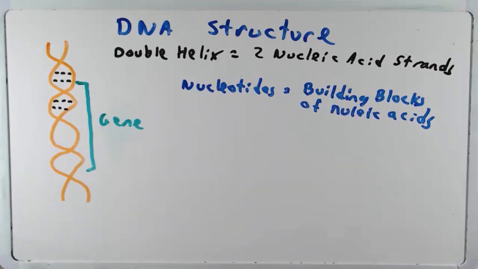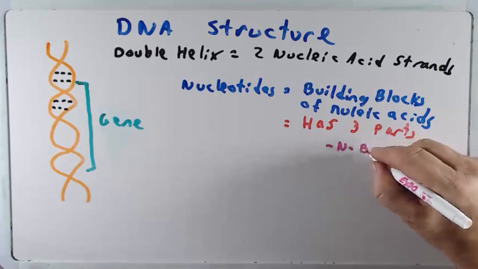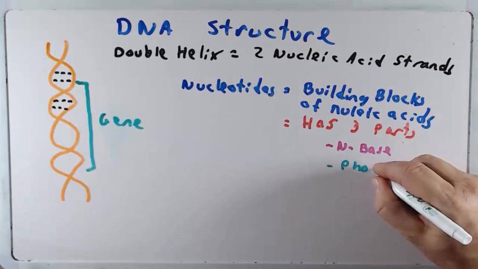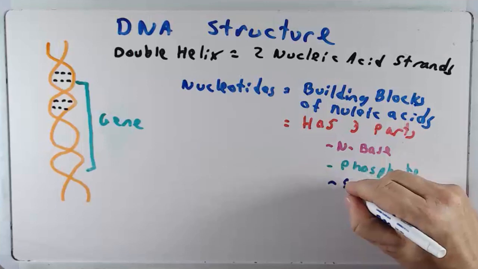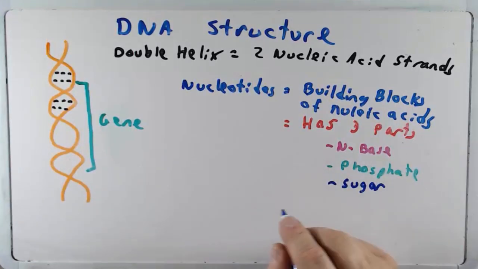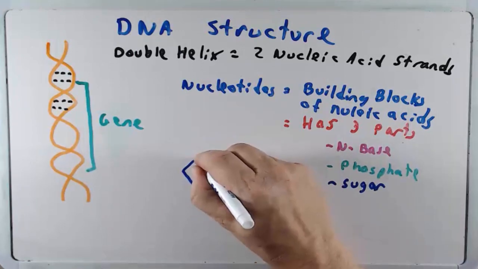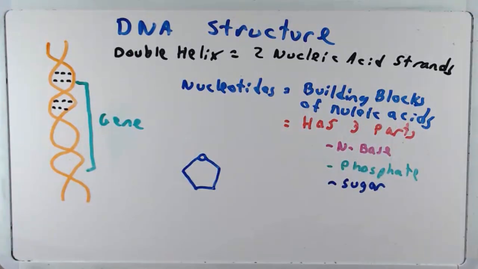Every nucleotide has three parts. So let me list these three parts for you. It has a nitrogenous base. It has a phosphate group. And it has a sugar. So let me draw what this looks like over here. Now, you're never going to have to draw this on the test, but you should be able to recognize it and be able to identify the correct version of it.